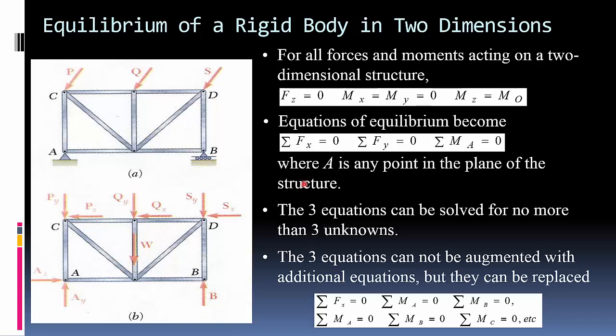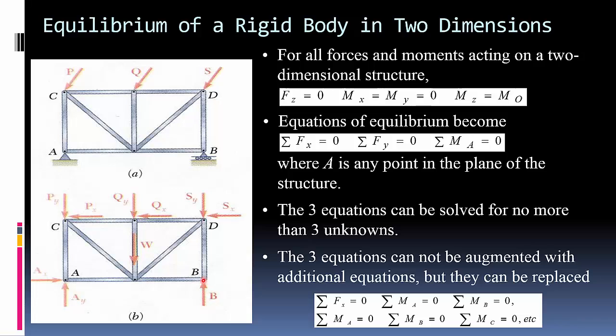Okay, now here I'm going to say something a little bit strange. The 3 equations cannot be augmented with additional equations, but they can be replaced. Okay, that sounds really weird, but what am I saying? Well, generally speaking, we have the sum of the forces in x, the sum of the forces in y, and the sum of the moments. Well, you could go through and do a problem like this. So you look at this problem. You have 2 forces, 2 unknowns here, and 1 unknown here. I could take the sum of the moments at this point.